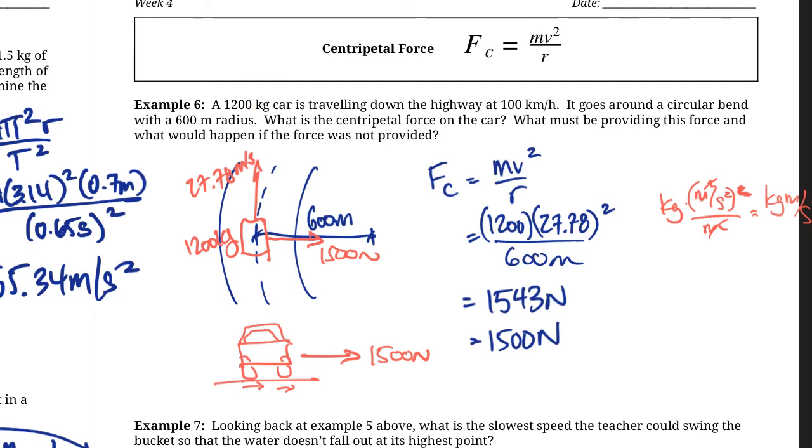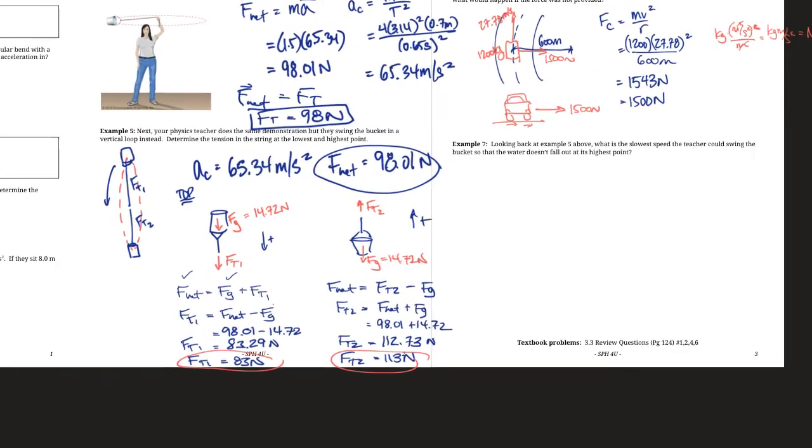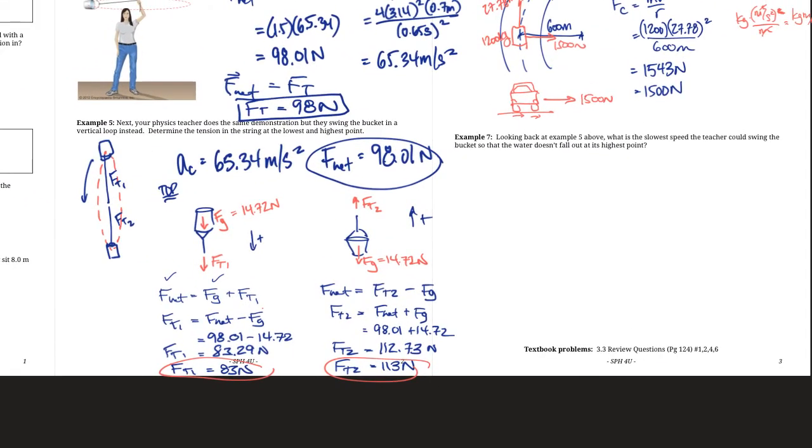And that's the same with the bucket questions, right? If you all of a sudden snip the cord, the bucket would try to move in a straight line in the direction it was going when that cord was snipped. Okay, so last question. Looking back at example 5, so the one that's right here.